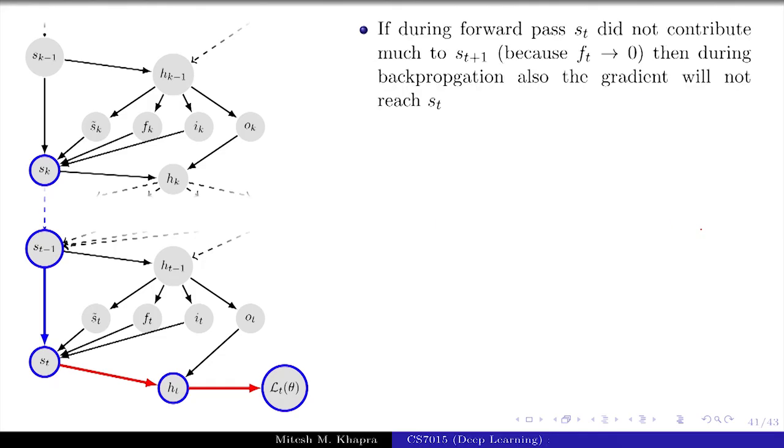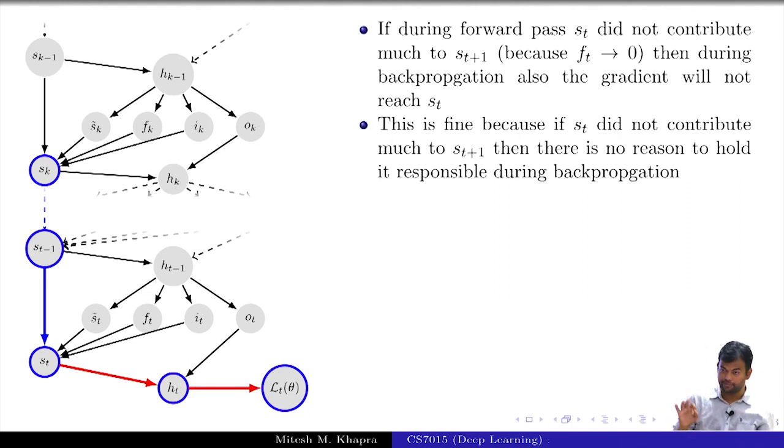And this is exactly what I meant earlier by saying that if during the forward pass st did not contribute much to st plus 1 because the forget gate was tending to 0, then during backward pass there is no need to pass this information back to st, right? Because during forward pass you did not contribute, so during backward pass why should I hold you responsible? And this is absolutely fine, and this is exactly what the equation tells us, that the gradient will vanish only if things vanished in the forward pass.